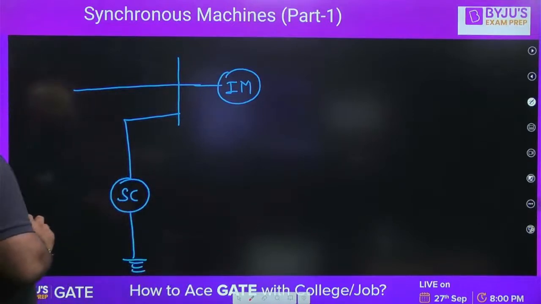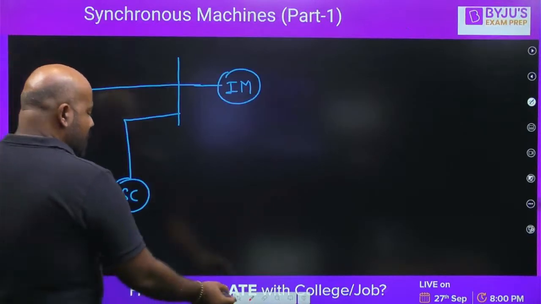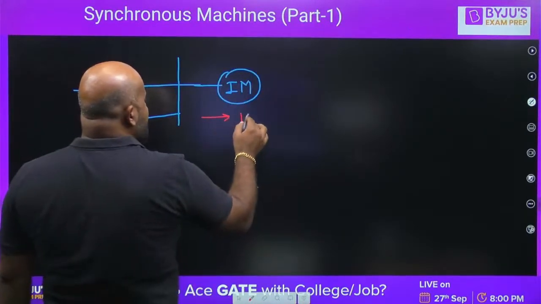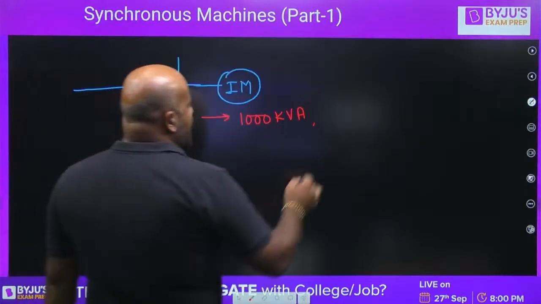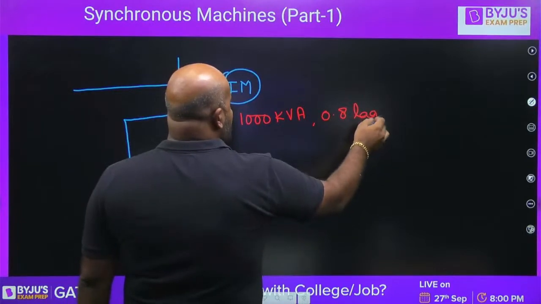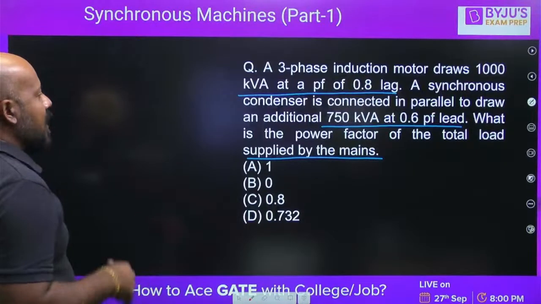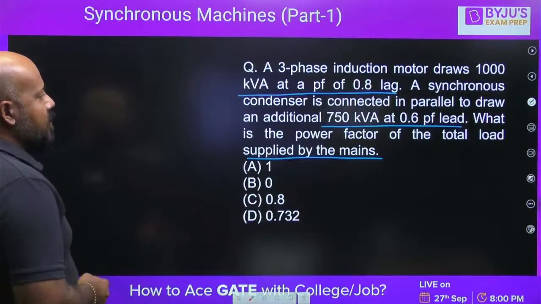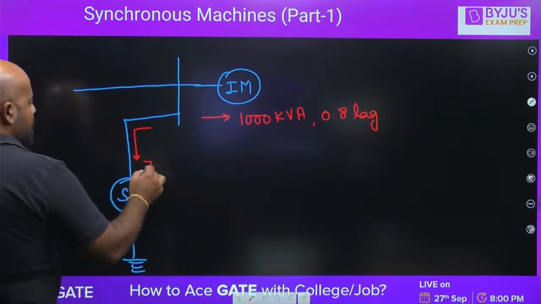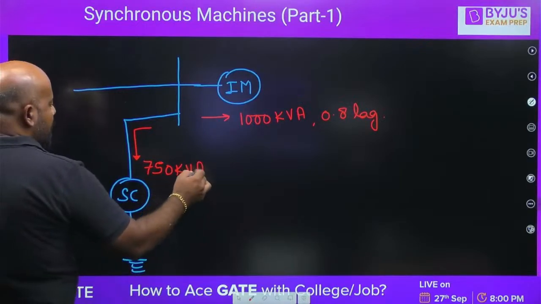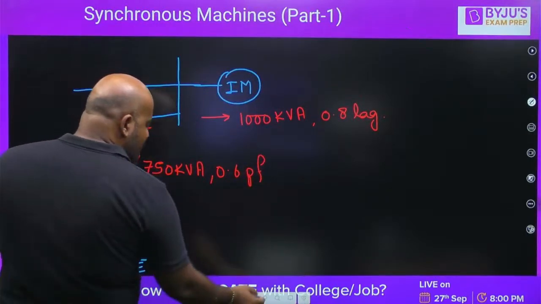Anyways, so what is happening here? See, he's saying a three-phase induction motor draws 1000 kVA. So this is taking 1000 kVA at which power factor? 0.8 lag. Now he's saying a synchronous condenser is connected in parallel to draw an additional 750 kVA at 0.6 power factor lead. Now he is taking 750 kVA at 0.6 power factor lead.